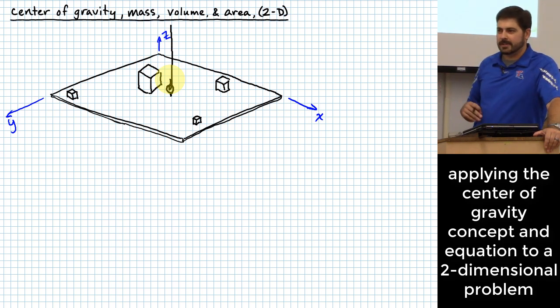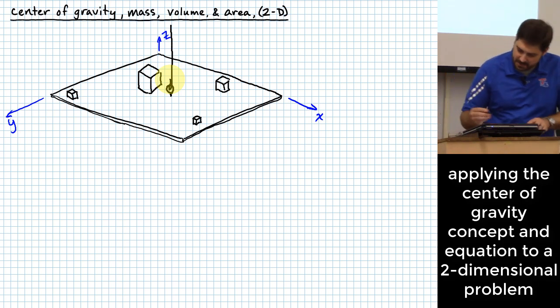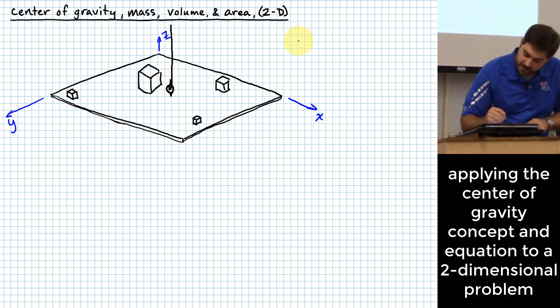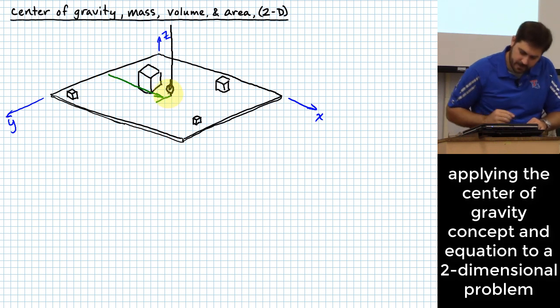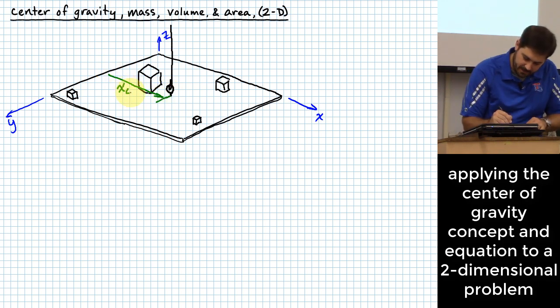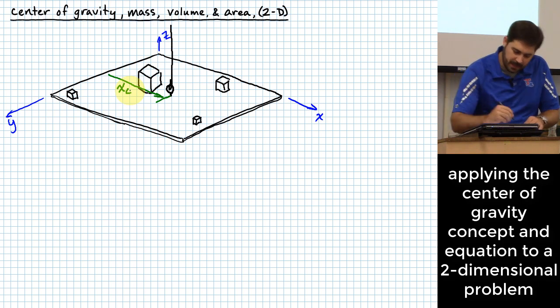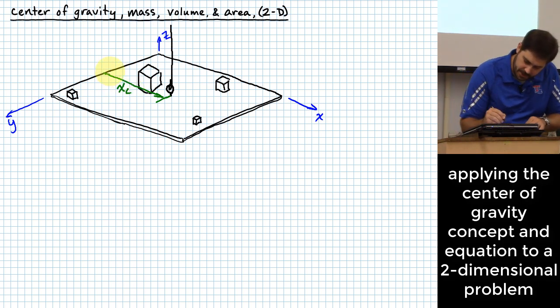You don't know. It's a mystery. All right? But if we were to guess, we would probably say something like this. There's probably going to be an x coordinate of this location, right? And I'll call that x sub c. There's also going to be a y coordinate of this location, right? And maybe I'll call that y sub c.